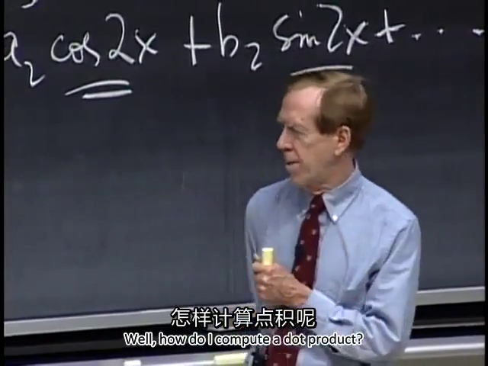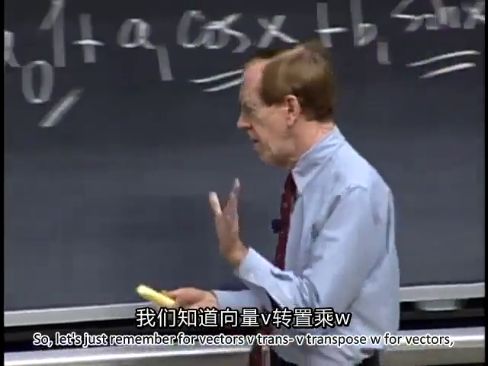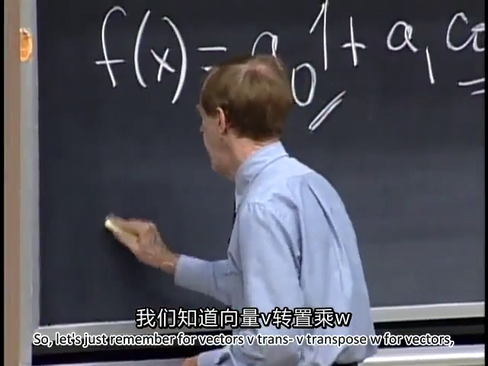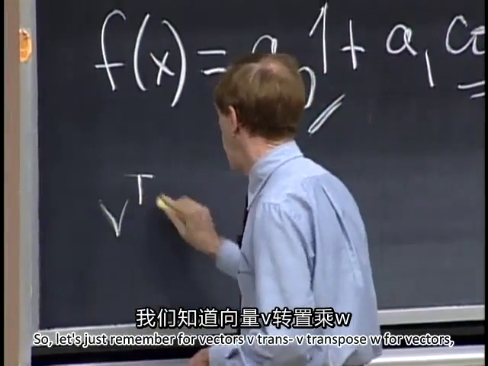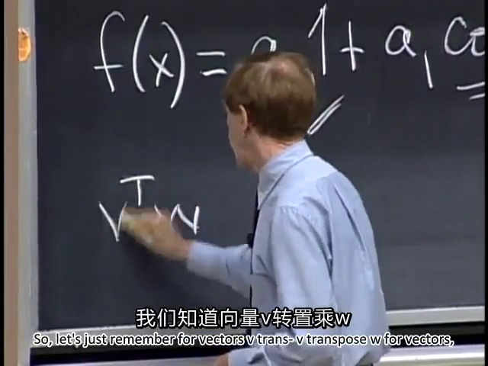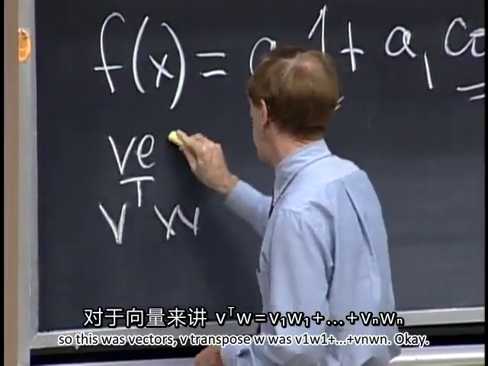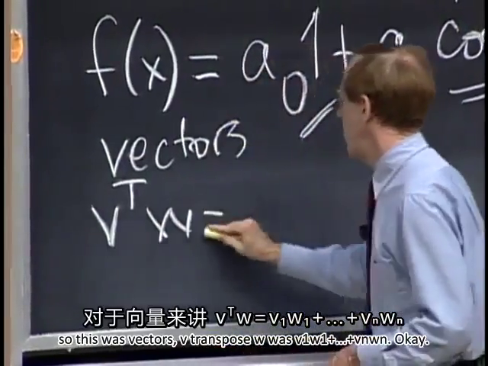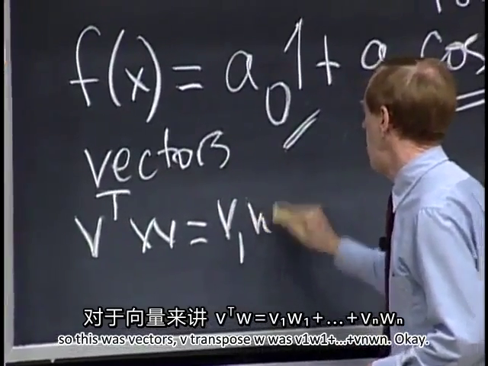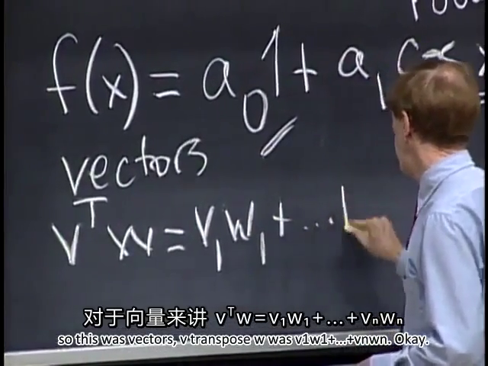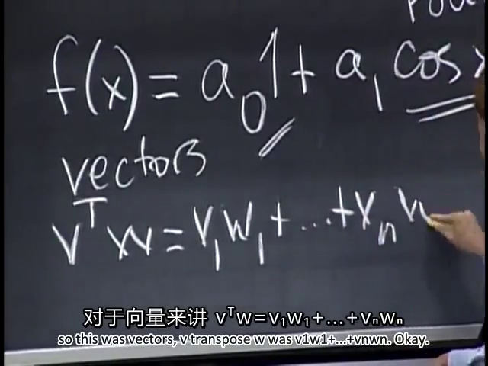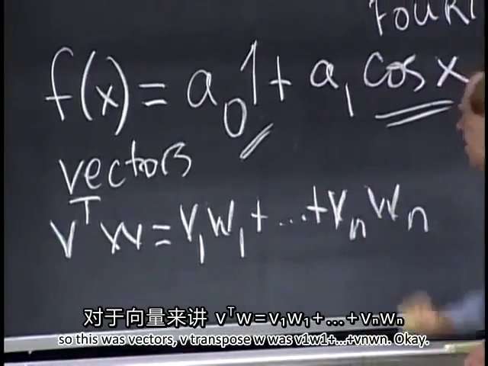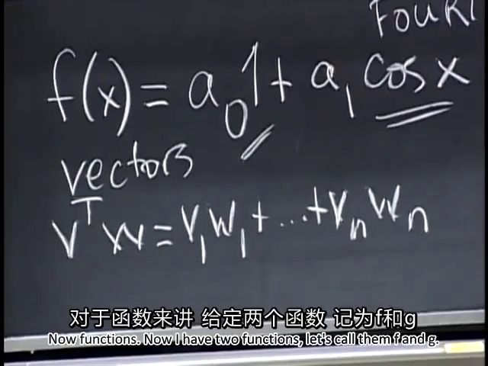How do I compute a dot product? So let's just remember, for vectors, v transpose w. For vectors, v transpose w was v1 w1 plus up to vn wn. Okay, now functions.